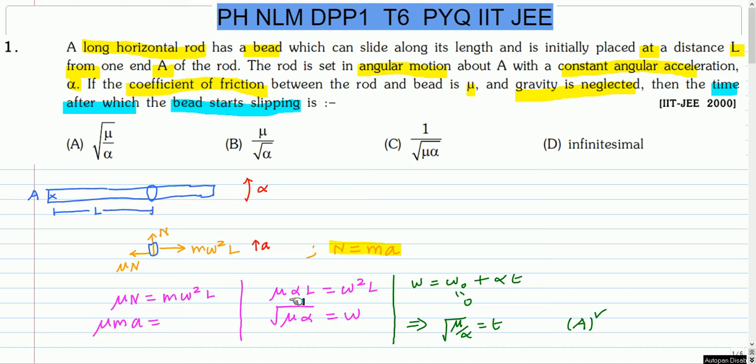The linear acceleration a is related to the angular acceleration alpha as a equal to alpha into L. So from this we get omega, the angular speed, as square root of mu alpha, and omega equal to omega naught plus alpha into t. Initially the rod is at rest, so the bead is also not moving, so omega naught is 0. So the time at which the bead attains an angular speed omega equal to this value is square root of mu by alpha. So the correct option is option E.